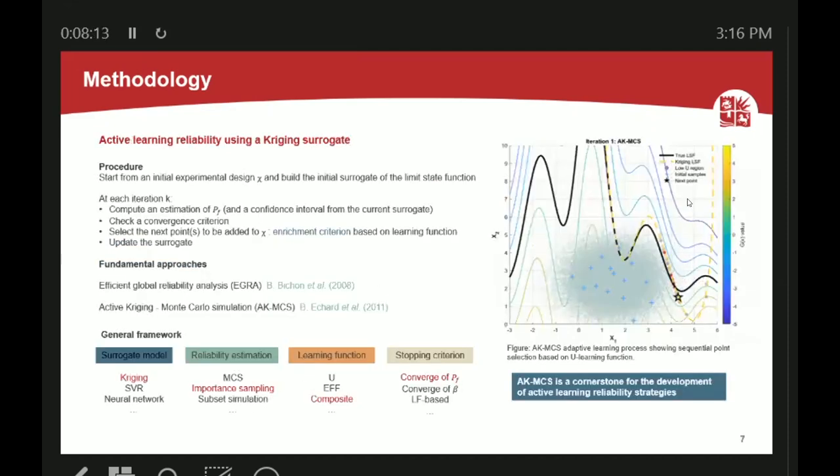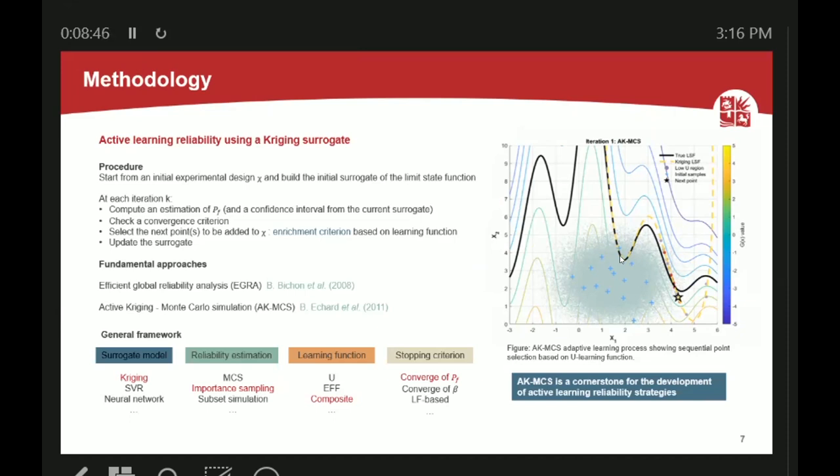Now to unify the whole concept, we can end up having this active learning scheme. We start with a few training points, ending up with a not very good surrogate model. But now we can use our learning function to decide where the next point is. It's going to be either close to the limit state function or improve our surrogate model estimations. And there are two fundamental works in this active learning field, so EGRA and AK Monte Carlo.